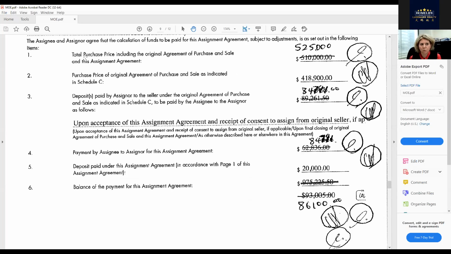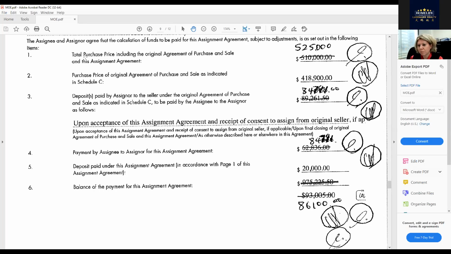You are aware that an assignment occurs when someone has already purchased and has already entered into an agreement of purchase and sale with the original seller, and then he doesn't have financial means, or he has another project and doesn't want to conclude the original agreement of purchase and sale, but wants to assign it to someone else.